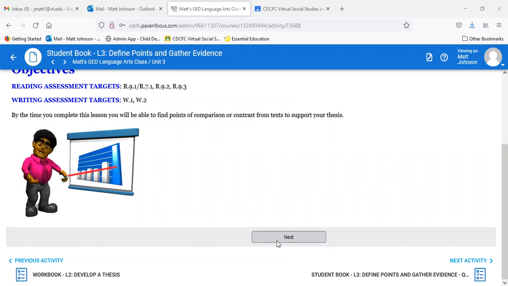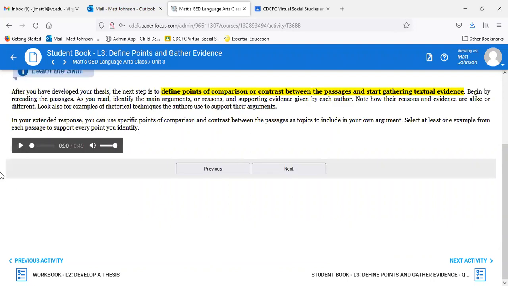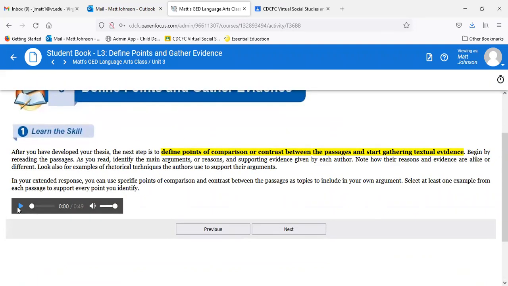The thesis is going to be a very key point of our introduction. And what we'll need to go along with it is to start to compare and contrast those two writings. So let's listen to the audio.